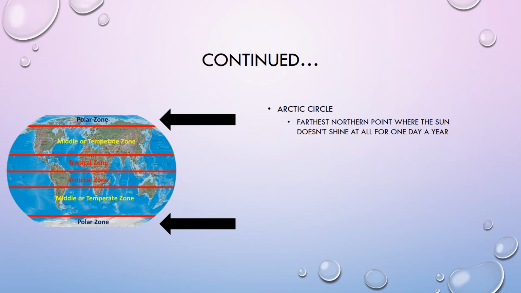The Arctic Circle is the farthest northern point where the sun doesn't shine at all for 1 day a year. Again, you had to label this and the other circle that we'll talk about in a second in a previous section. But the sun doesn't shine at all in the Arctic Circle for an entire day once a year.